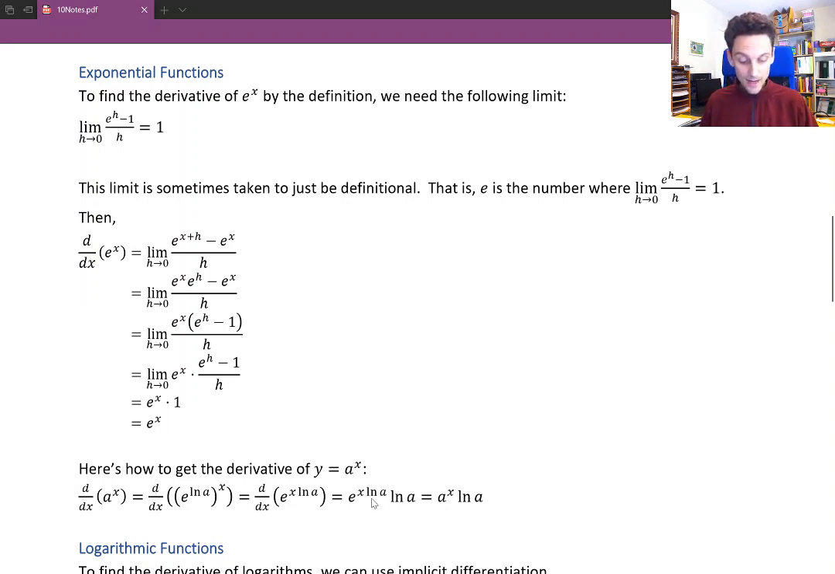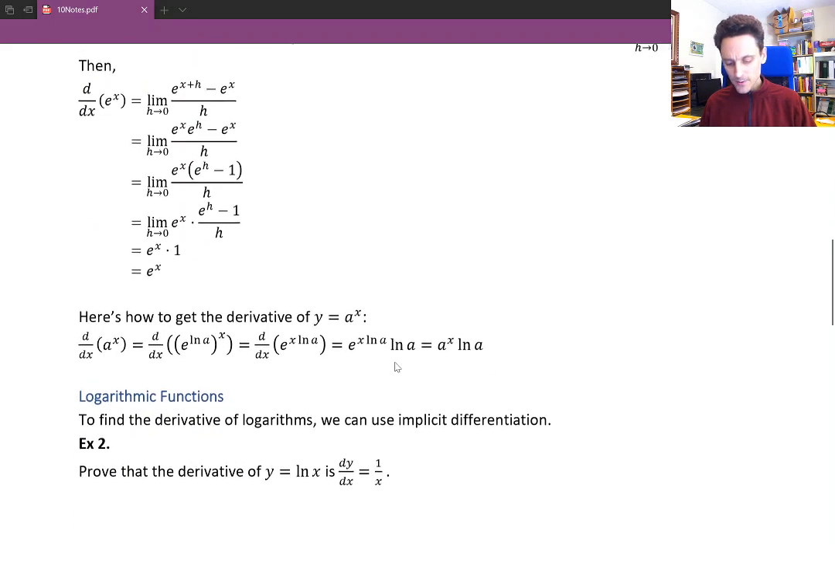Now we can go back from e to the x ln a and rewrite that back as a to the x, and we've got the right-hand side of our derivative of a to the x, which is a to the x times ln a. So that shows that the derivative of a to the x is a to the x ln a. So the ln a is actually popping out because of the chain rule, it turns out, at least going through this version of the proof. So those are exponential functions.